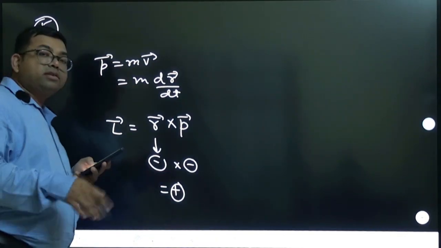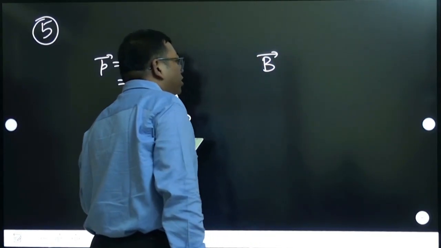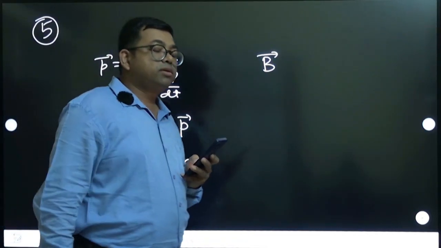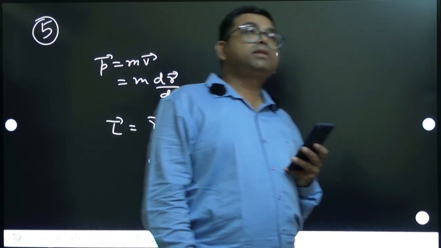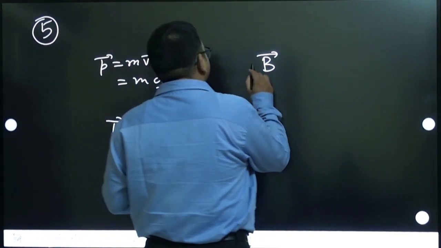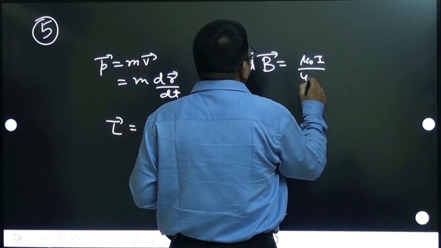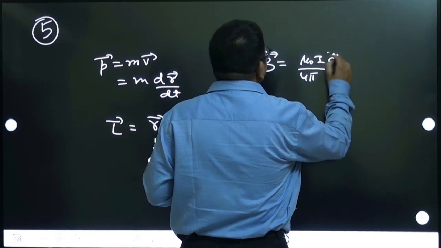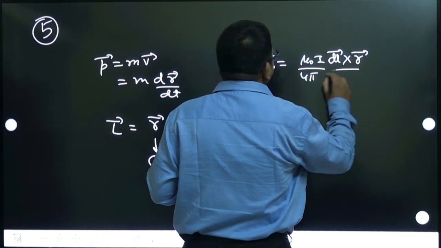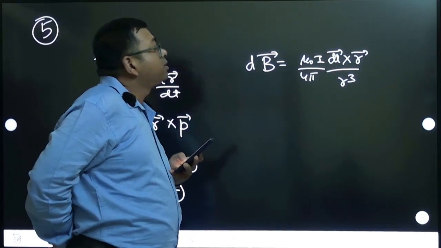But what about magnetic field? Magnetic field depends on what? Think about some formula related with magnetic field. Think where displacement vector comes. Can we think of Biot-Savart law? dB equals mu naught by 4 pi, I dl cross r vector by r cube. Let us think in terms of this. Suppose current carrying wire is there, it is producing that.